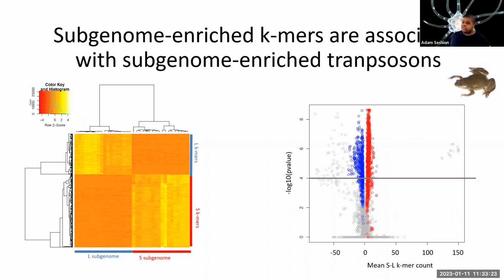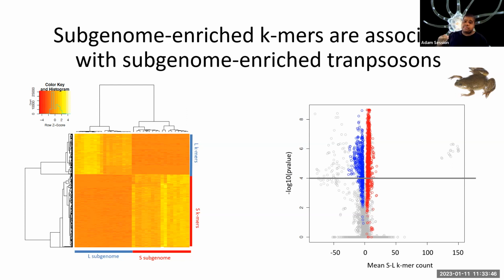So the way this looks in terms of a statistical validation, though, is that we can do an ANOVA, where the groups that we're comparing are the L subgenome and the S subgenome. And we're asking how well each K-mer is able to differentiate between those 2 groups. And so on the x-axis here, we're looking at the mean S minus L K-mer count. And then the y-axis is negative log 10 of the Tukey p-value.